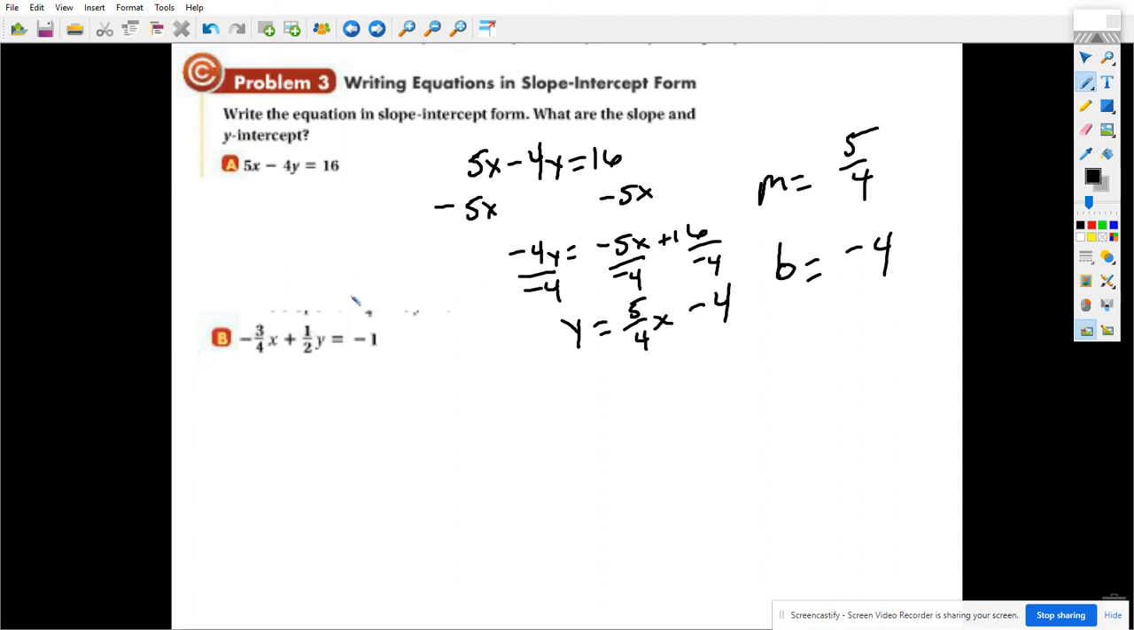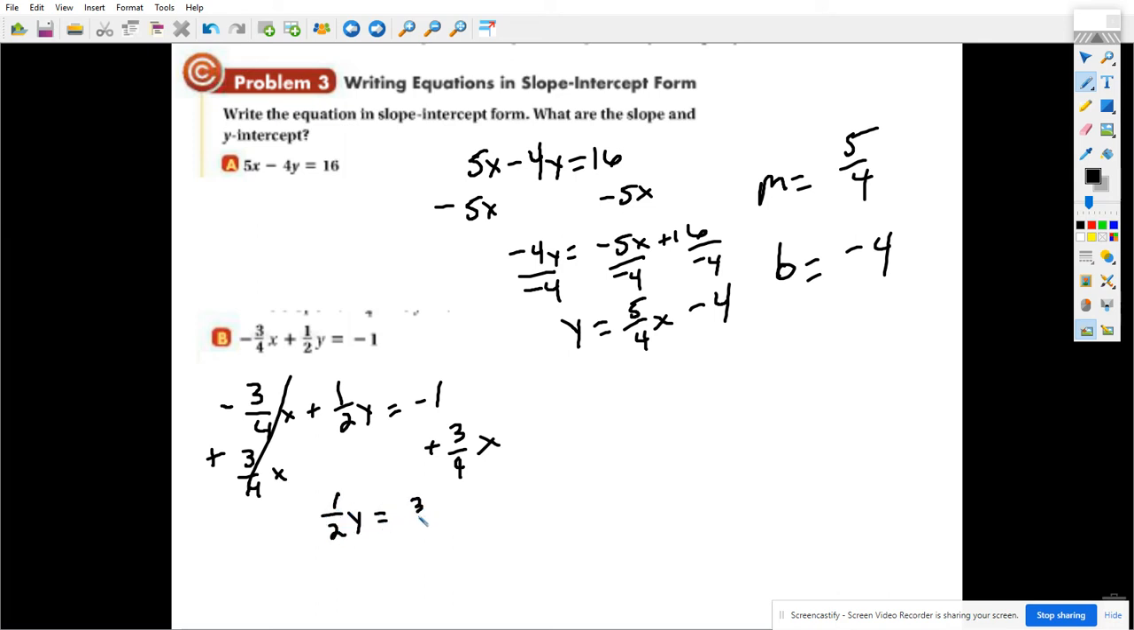Okay. Next example, I think this is a little bit harder because it's dealing with fractions, but we still do the same thing, okay? Negative 3 over 4x plus 1/2 y equals negative 1. I'm going to add 3 over 4x because I'm moving it to the other side. So I don't care that it's a fraction. So that cancels over here, and I have a 1/2 y is equal to 3 over 4x minus 1. Notice that negative 1 stays a minus 1. And then I'm going to multiply everything by the reciprocal.